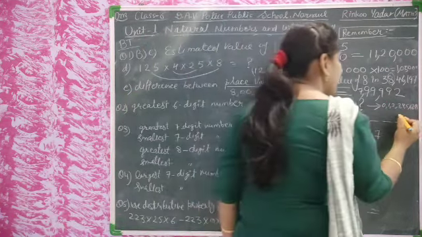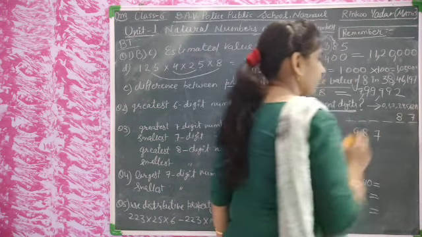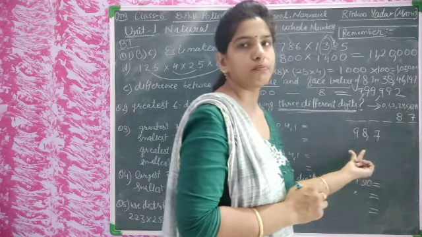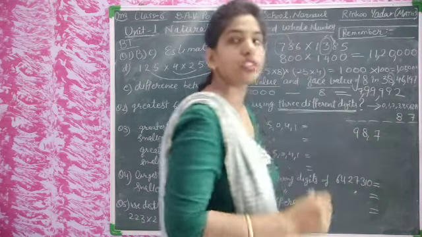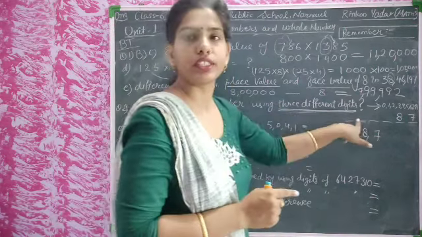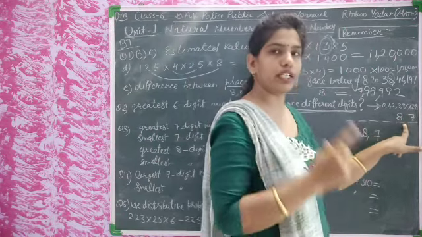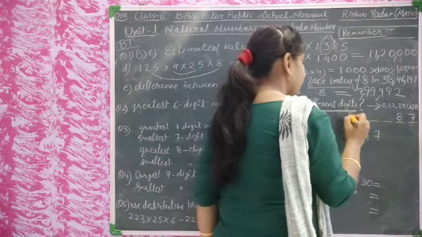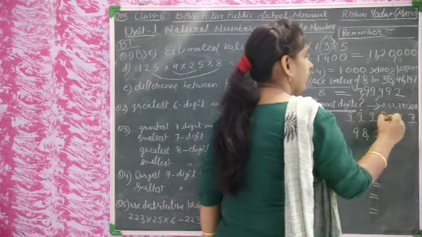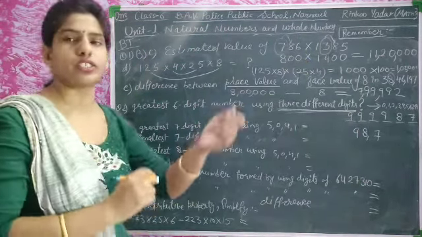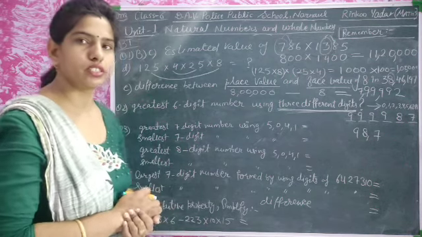So use here 8, and this is 7. But for the greatest, you have to use maximum 9. But we have to use 8 and 7 also, because you are using 3 different digits. So use 7 and 8 one time, and 9 as many times as required: 9, 9, 9, 9. It must be the greatest 6-digit number using 3 different digits. Is it clear to students?